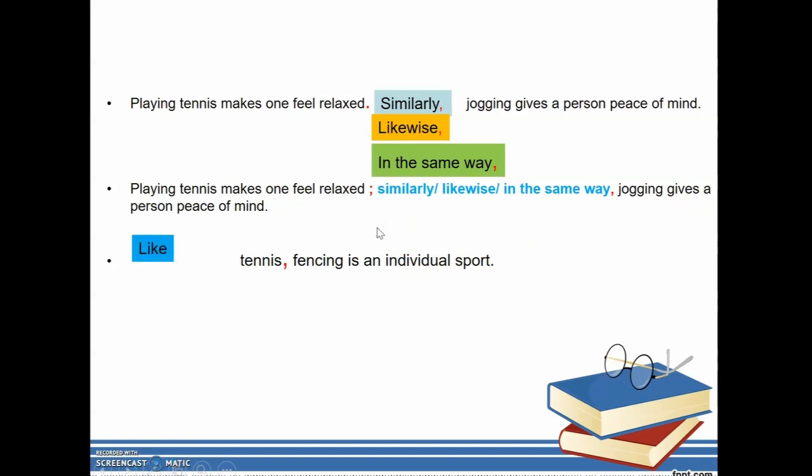Let's move on to another word that gives us the similarity language. Like tennis, fencing is an individual sport. So be careful, please. After like, we have a noun and a comma. Or you can say similar to tennis, fencing is an individual sport. Okay, let's continue with the other structures or patterns.